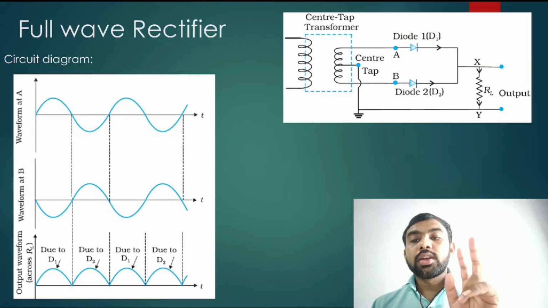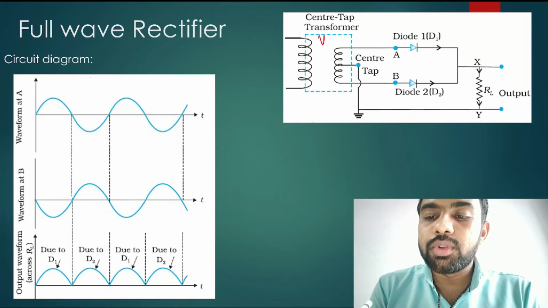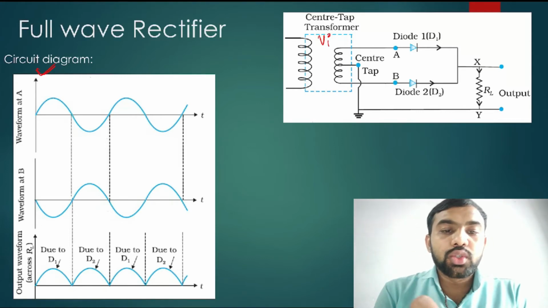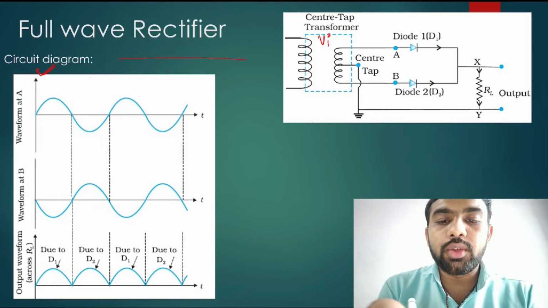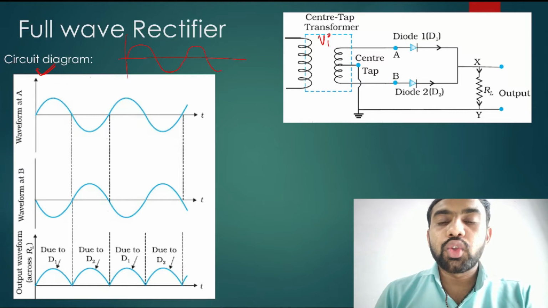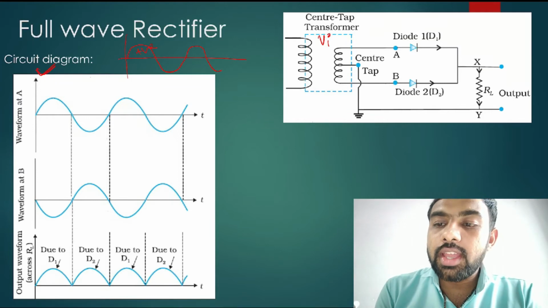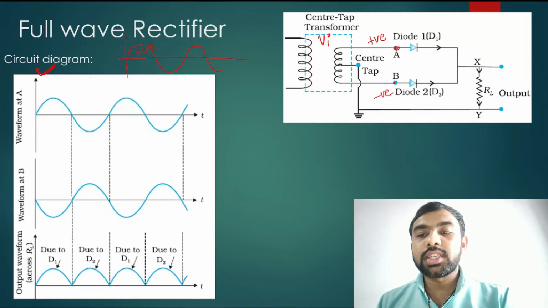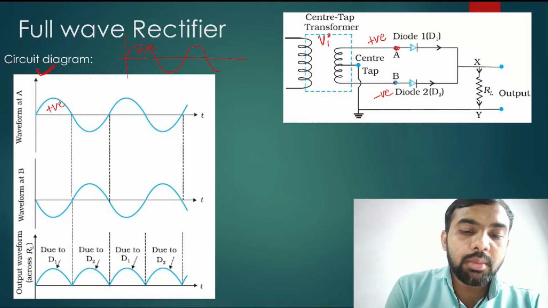Here again we apply an input that is both positive and negative, meaning AC. So this V input is AC. This is terminal A, this is terminal B. Suppose your input cycle is this. If you consider the positive half, then A becomes positive and B becomes negative. So in this first half cycle, A becomes positive and B becomes negative.